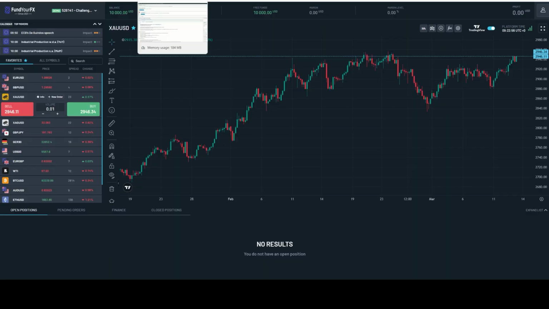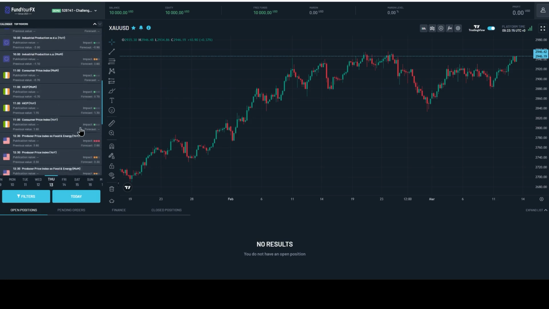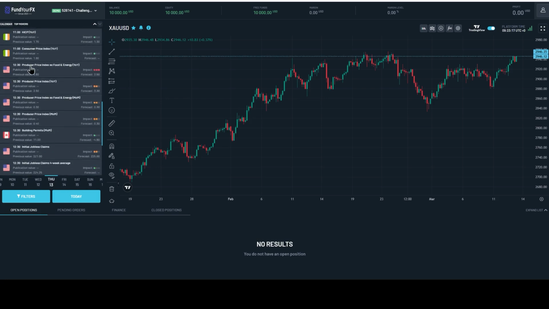Show you this platform here, Fund Your FX. It looks really good to me, especially if you're a beginner trader and you're not used to trading platforms. This really does do a lot of the work for you. I'm going to start up here in the left-hand corner and you can see it's got the calendar today. You can obviously open it up, see what's going on today, what important data releases are out here.